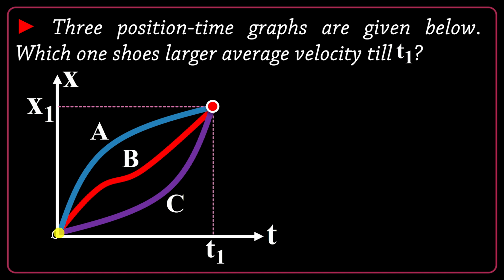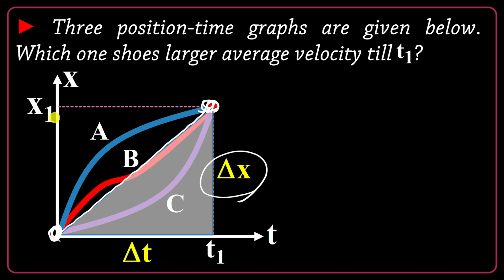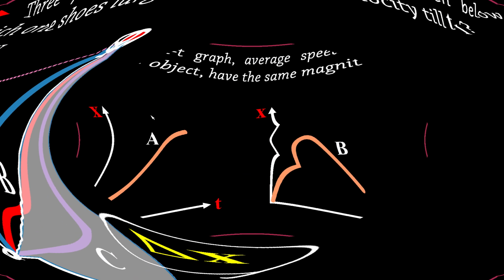So let's draw the secant line from here to here, and then let's establish a triangle, okay? The secant line is exactly here, yeah. And then this triangle has a delta x on vertical and delta t on horizontal. Do you see any difference between them? No, I think they are all the same. They have traveled for delta x, I mean x1, in the time of t1, delta t. Same. So no one has larger average velocity, they are equal.